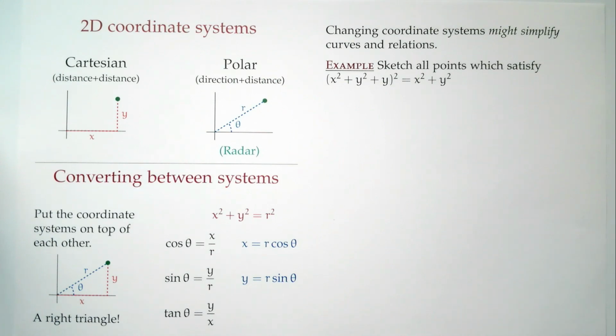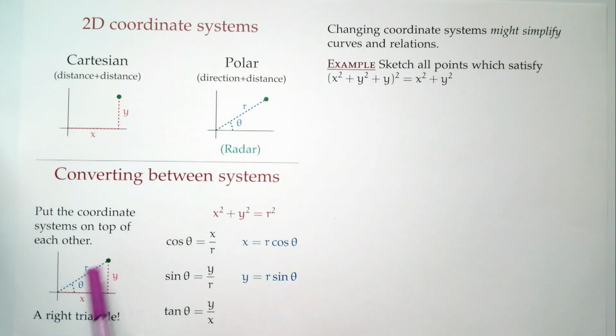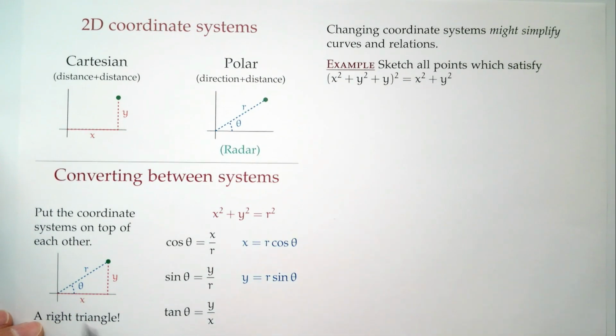Now, we can convert between the two systems by just saying, let's put them right on top of each other. So that's the picture here. You have x, y, r, and theta. And the nice thing is, we have a triangle. And it's not the wrong triangle, it's a right triangle. Right triangles are important. We almost always say, look, let's put everything in terms of right triangles. Okay, so we have a right triangle here.